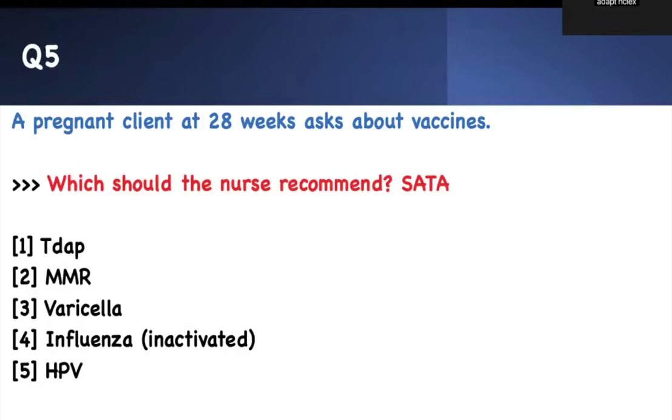A client at 28 weeks asks about vaccines. Which should the nurse recommend? This is some of the things you have to teach the patient. This is what the NCLEX likes. They love this. The NCLEX loves these anticipatory guidelines, things you teach them, because it shows that you know the content. Tdap, MMR, varicella, influenza, and HPV.